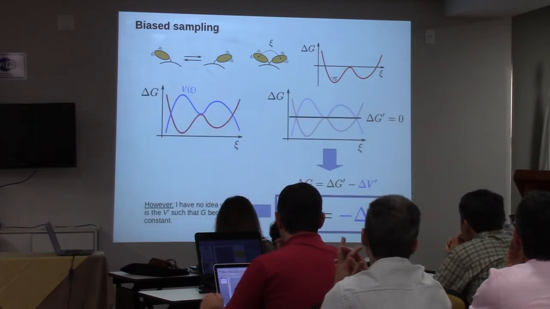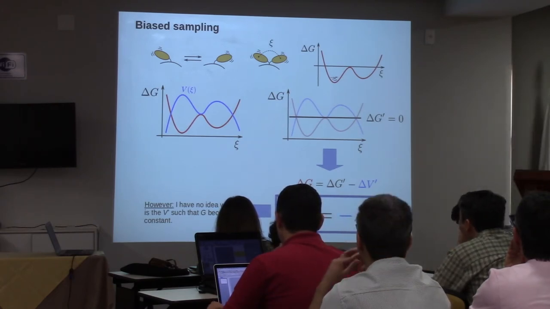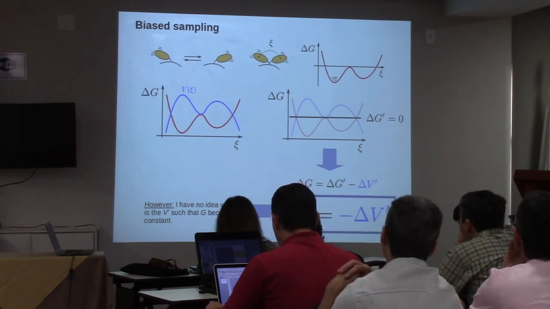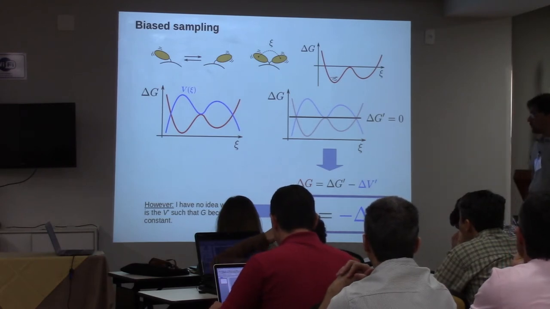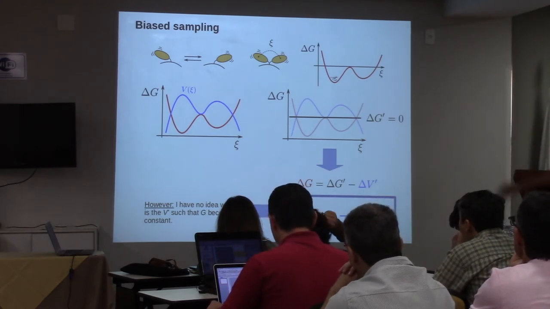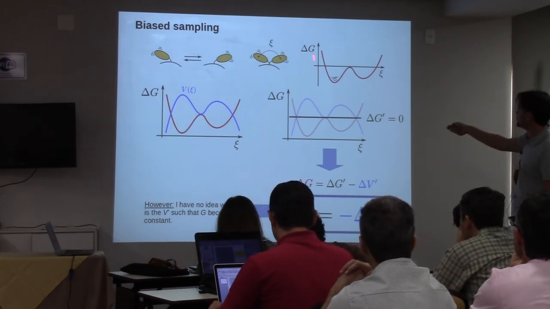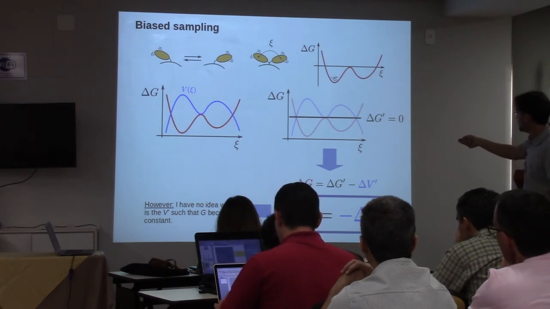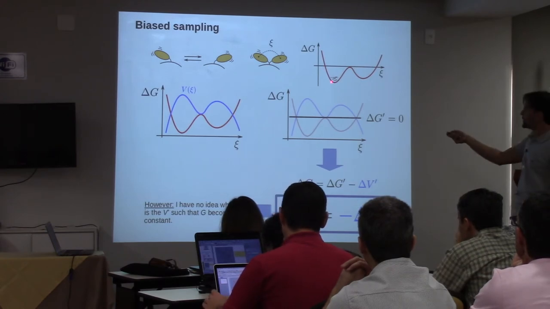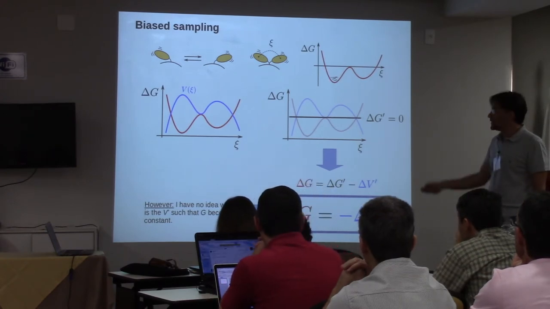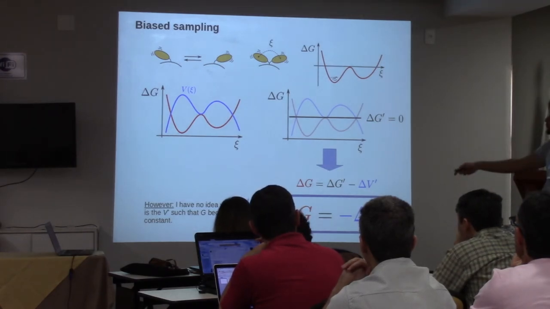So in biased sampling, there are two other techniques that I would like to mention here. These are kinds of biased sampling techniques. So imagine that we have this transformation. This is the free energy profile of the transformation. We have the problem we always have, that the simulation only samples one of the conformations. And let's suppose that we add to the simulation a perturbation which is exactly the opposite of the free energy profile. Let's suppose that we do that.